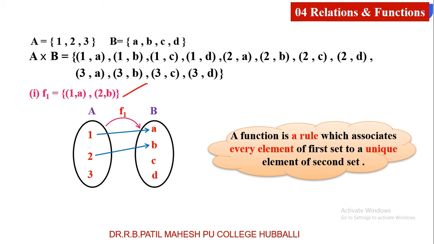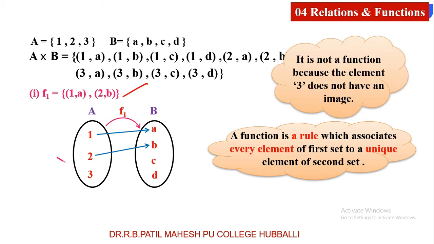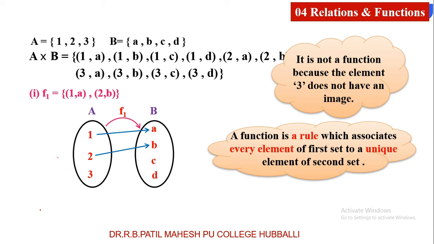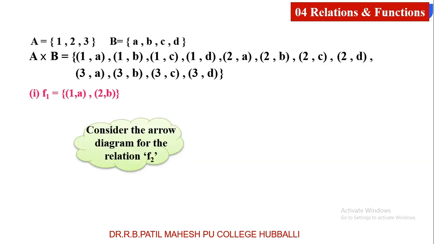So now my question is, is this F1 a function? It is not a function because the element 3 is not having any image, not even one image. Therefore this is not a function, this is just a relation. Dear students, F1 is just a relation from A to B, but it is not a function from A to B. Consider the arrow diagram for the relation F2.